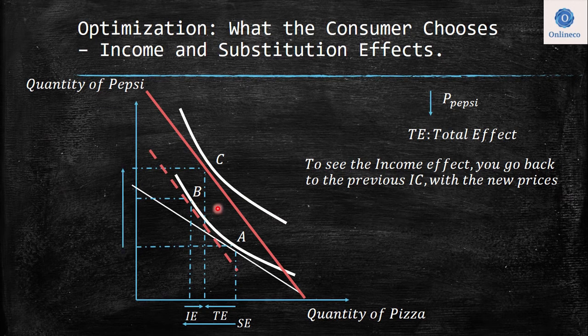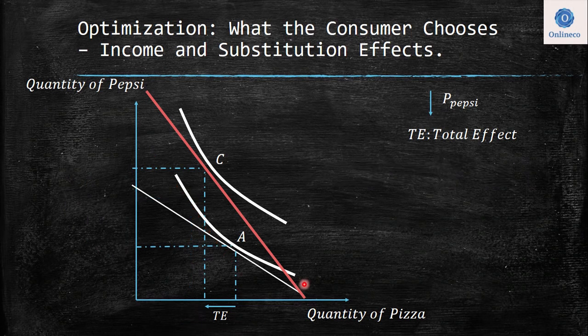Now we are going to analyze Pepsi, where we already knew that those are positives. First, the total effect: you pass from A to C. So this is the total effect. Then this one from A to B we can call the substitution effect, and this one the income effect. So this is easy recalling. First, you have this situation, right?